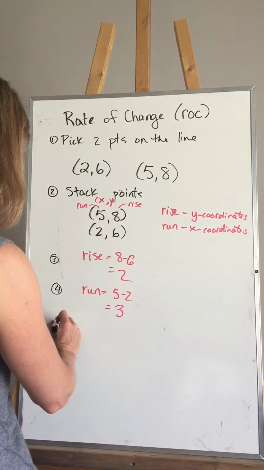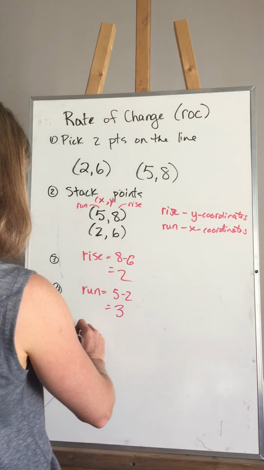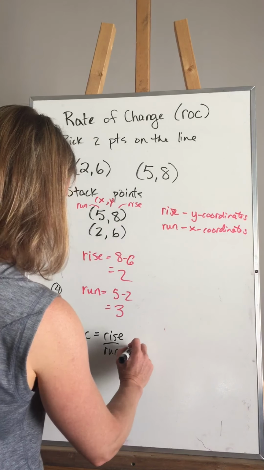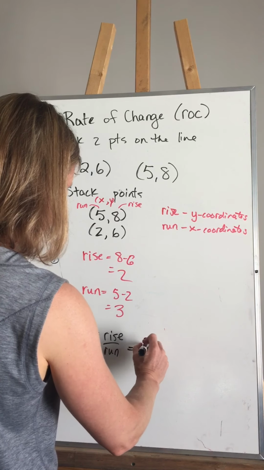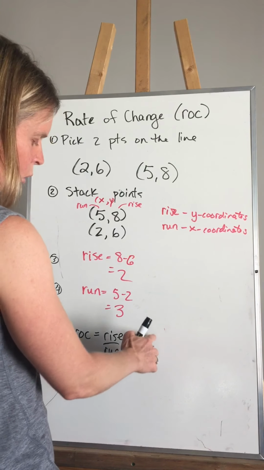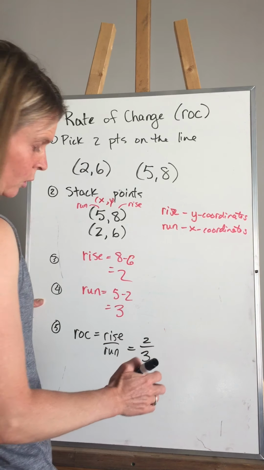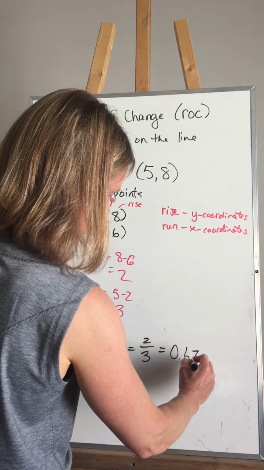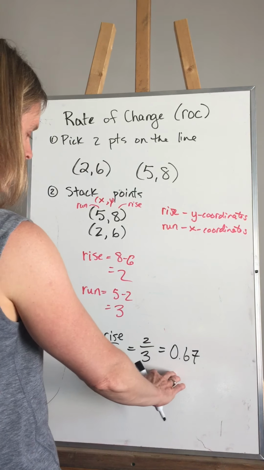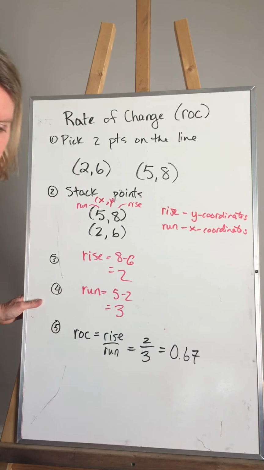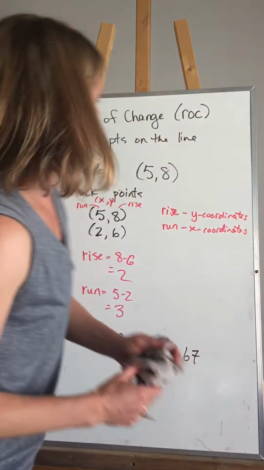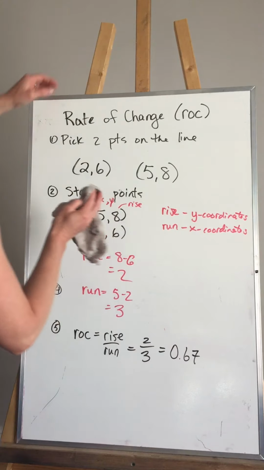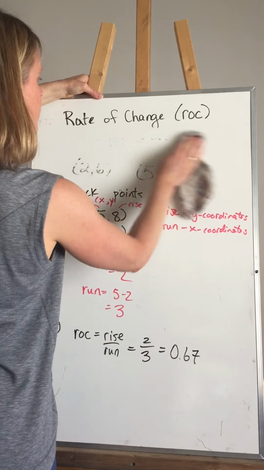Step 5 is actually calculating your rate of change, which is equal to rise divided by run. In our example, our rise is 2 and our run is 3. You could leave it as a fraction, 2 over 3, because that is in the lowest terms, or you could change it to 0.6666 repeating, so 0.67. Either one would be just fine. That is the example that I was going to go over, and I'll give you one more so that you can make sure you try it on your own.